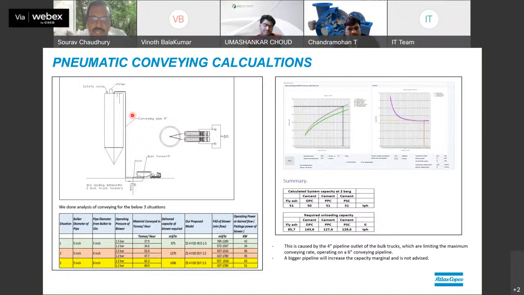Let's say, I'm just showing one of the sample cases that we have. A customer was confused and asked, what happens if I put in a 5-inch line, or how does it change if I put in an 8-inch line? That's the kind of calculation support that we can do. We can do it for different pipe diameters and say that if you are going for a 5-inch to 8-inch line, this is the amount of material that you can convey, and this is the flow and pressure which is required.